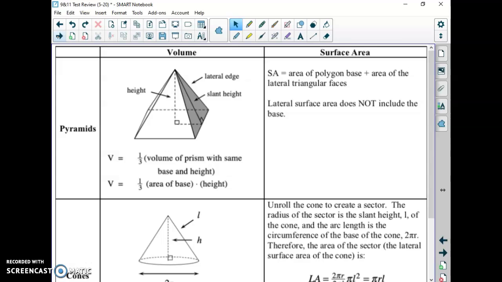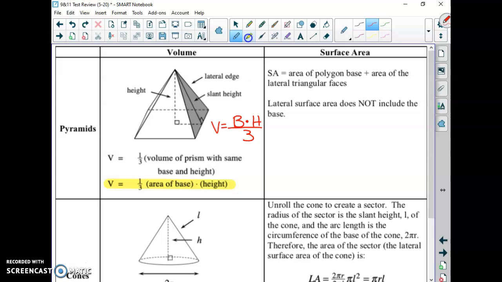Pyramids, we built off of prisms. So our volume for pyramid was capital B times capital H. It's a prism, but it was divided by 3. It was 3 square pyramids that could fit into the cube.